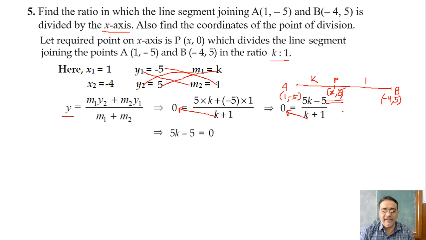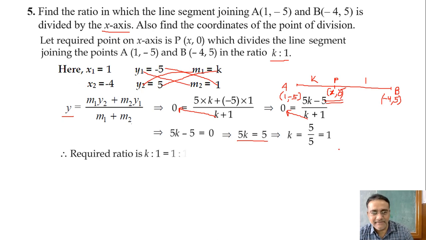So what is the value of k? 1. Yes, k is equal to 1, which means the required ratio is 1:1. What does 1:1 mean? P is the midpoint of AB.